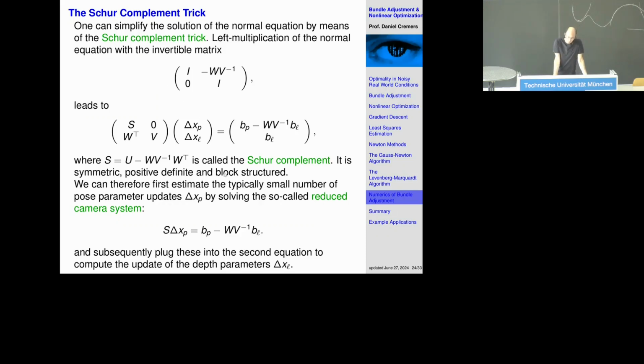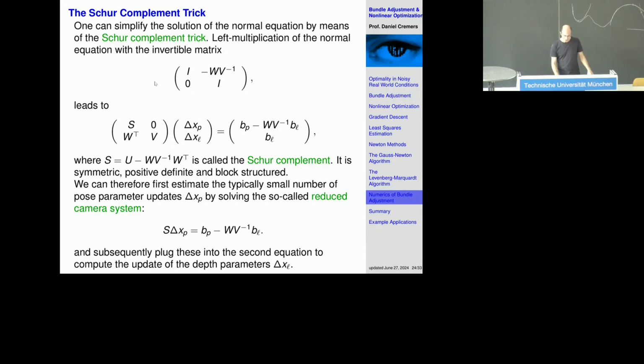And I remember that Schur complement trick in my linear algebra class. It was one of these examples that I found completely useless, because I didn't know what it was good for. And here it turns out it becomes very handy. I don't know if Schur realized how important this strategy was when he developed this trick.